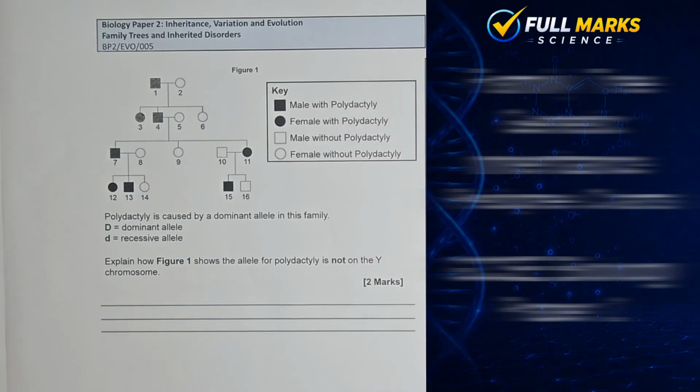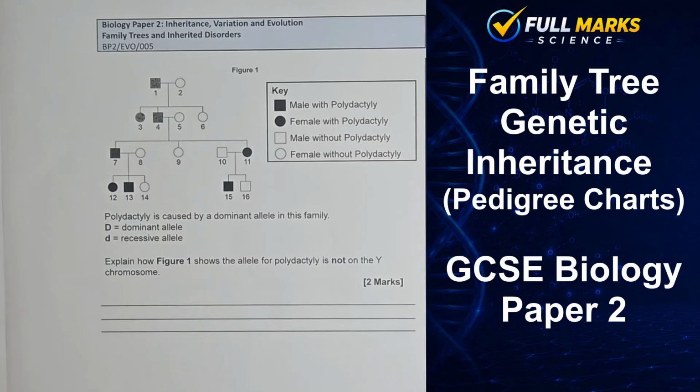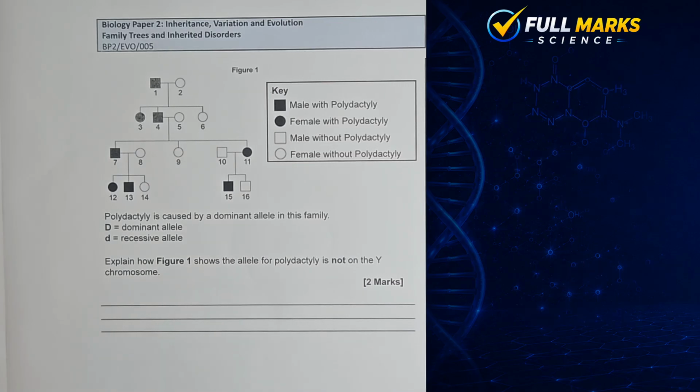Today we're looking at family trees from GCSE Biology paper 2 for combined and triple science. And as always, we'll have a look at the question first and then we'll break down the mark scheme and build a full marks answer. And here is our question for today.